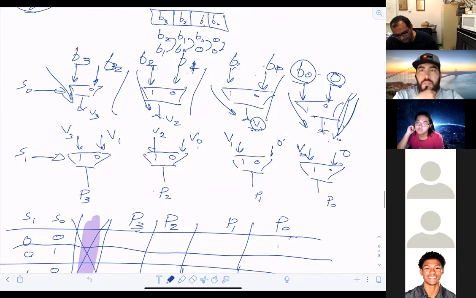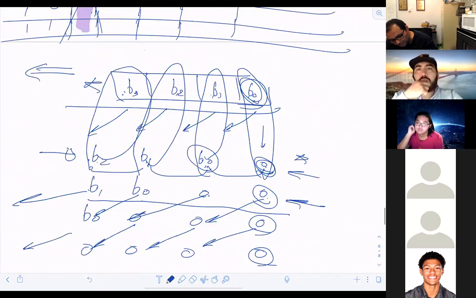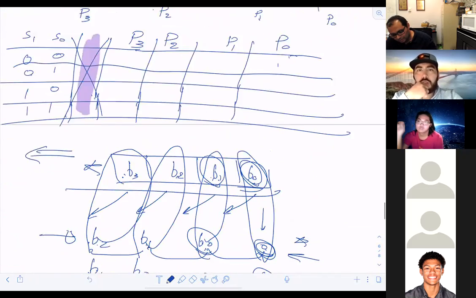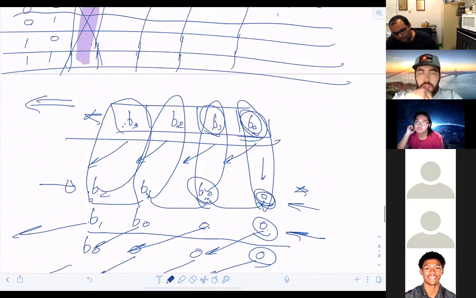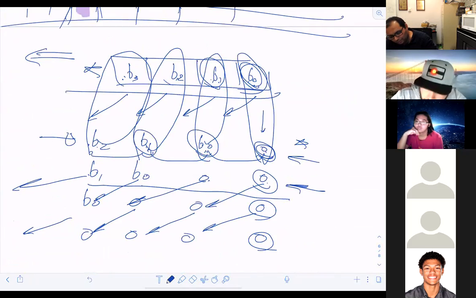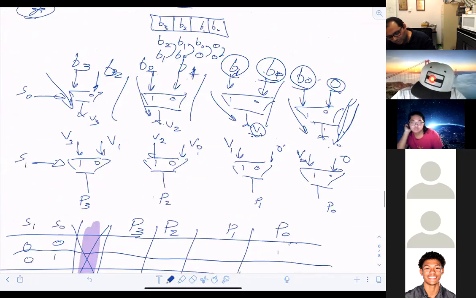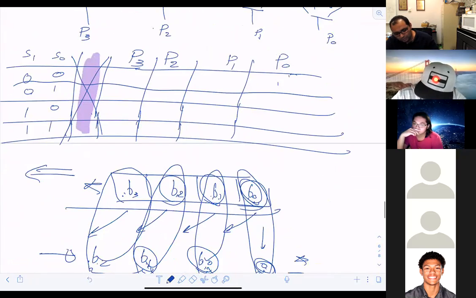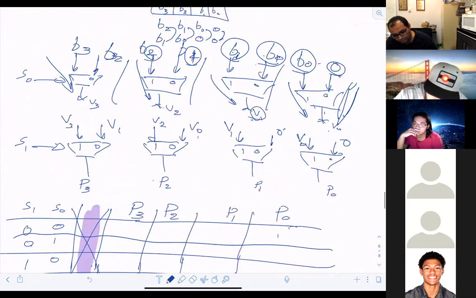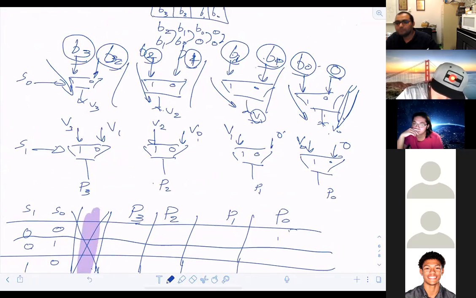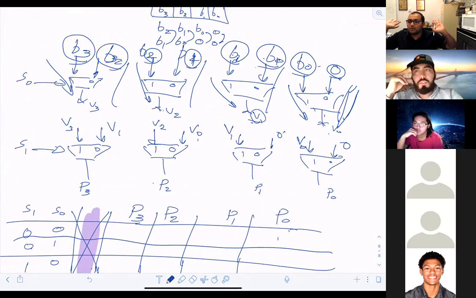Now, the new is B0, the previous is B1. That makes sense. The new is B1, the previous is B2. The last bit, it will be what? The new is B2, the previous is B3. So it's going to be B2, B3. So we finished the first level of shifting. Now we need the second level of shifting.